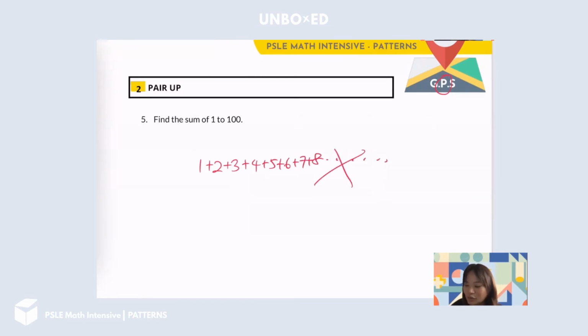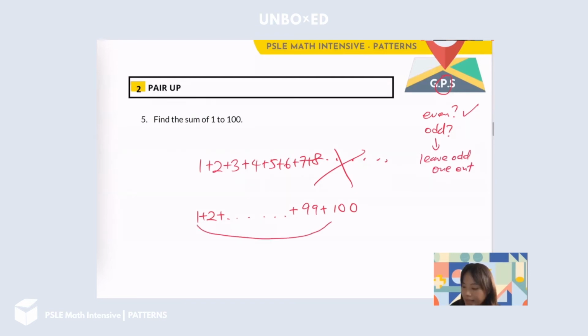Okay, no, don't do this. Pair up means you put the dot inside, and the last 2 numbers. So you need to ask yourself, is it an even number or an odd number? Because if it is an even number, then you can straight away pair up. If it's an odd number, leave the odd one out. Pair up nicely, and you're going to get 101.